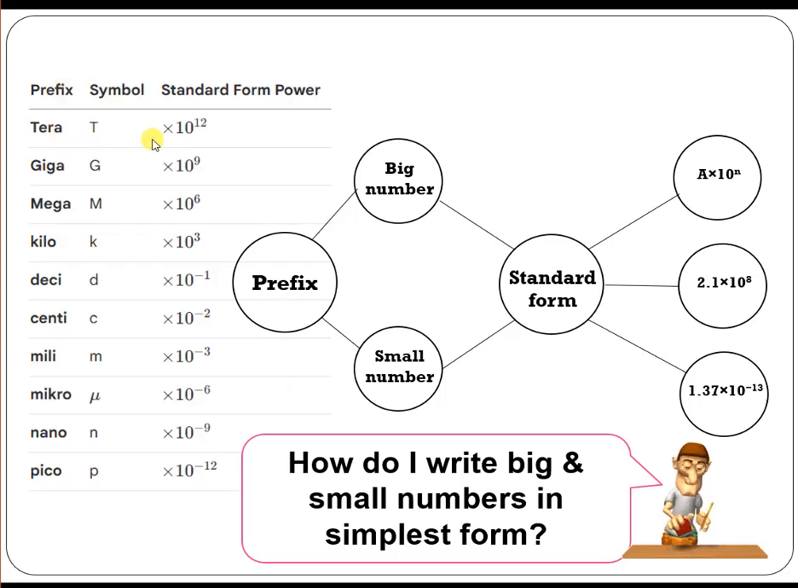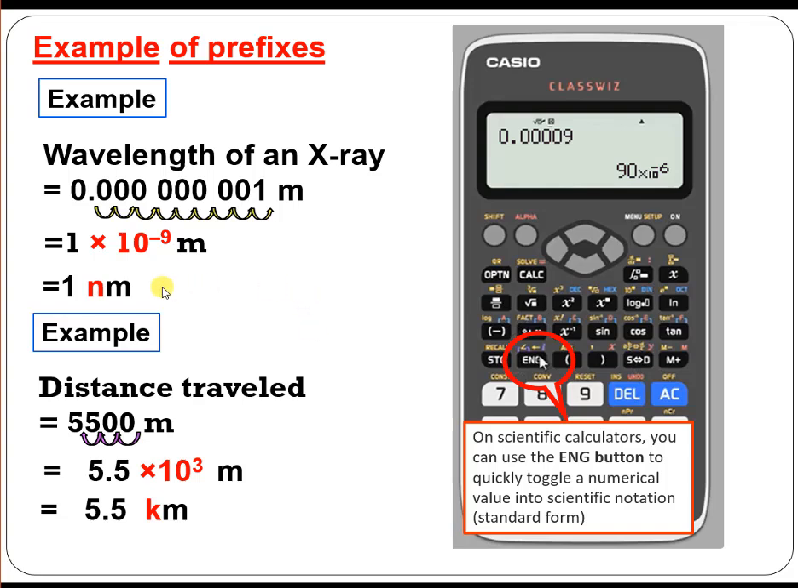For example, tera, 10 to the power of 12, giga, 10 to the power of 9, mega, 10 to the power of 6, kilo, 10 to the power of 3, deci, 10 to the power of negative 1, centi, 10 to the power of negative 2, milli, 10 to the power of negative 3, micro, 10 to the power of negative 6, nano, 10 to the power of negative 9, pico, 10 to the power of negative 12. So these prefixes help us to write the value in a very short and easier form.